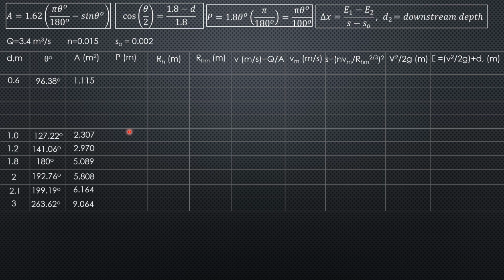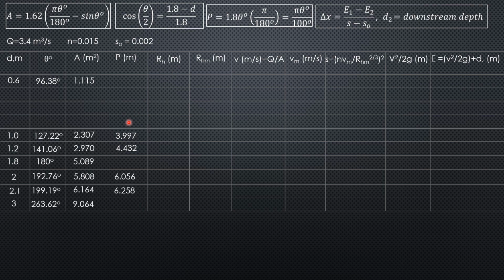So for 1, substitute here, pi 127.22 divided by 100, you will get 3.997. At 1.2, pi 141.06 over 100, 4.432. Then at 2, pi 192.76 over 100, 6.056. Then at 2.1, pi 199.19 over 100, you will get 6.258.